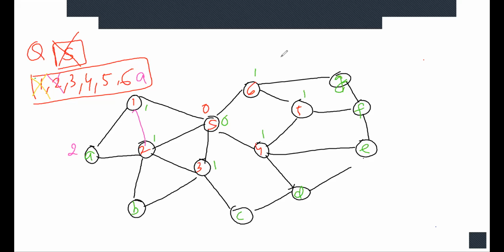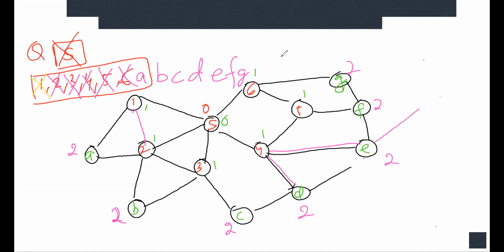Then 2 will be dequeued, and adjacent vertex B is enqueued, the distance of B is set to 1 plus 1, 2. Then similarly 3 is dequeued, C is enqueued, that's the only one connected. Then 4 is dequeued, and D and E, these are the adjacent vertices, so they are enqueued, and their distance is set to 2. Then 5, when you take out 5, F goes in, distance of 2. When you take out 6, G goes in, distance of 2.